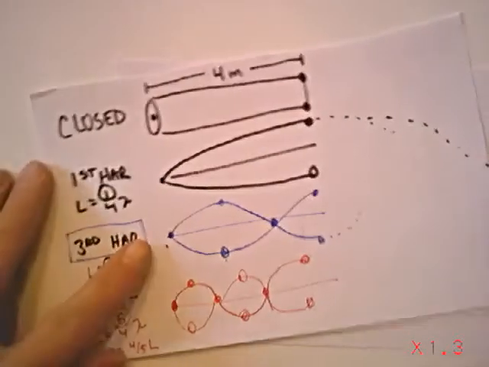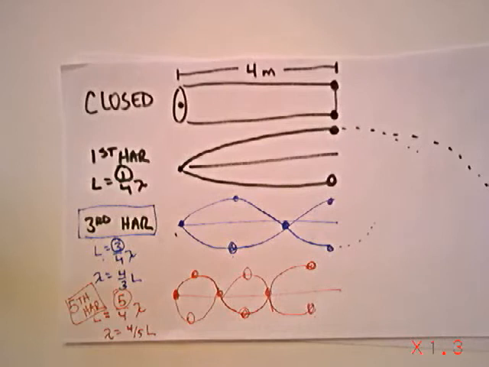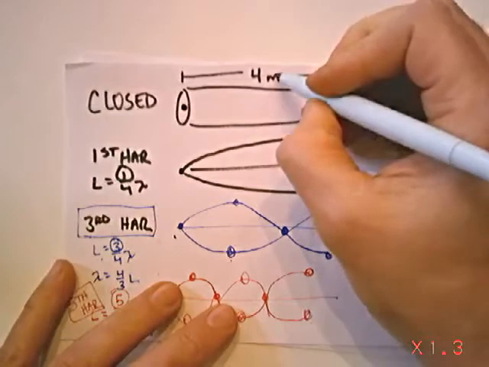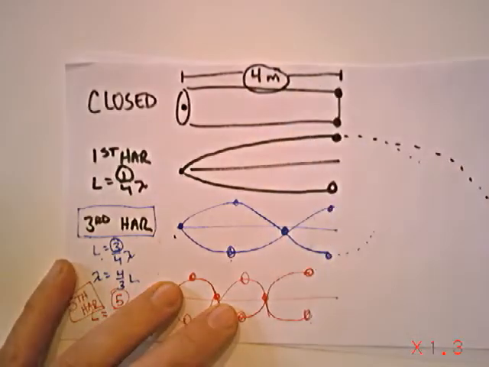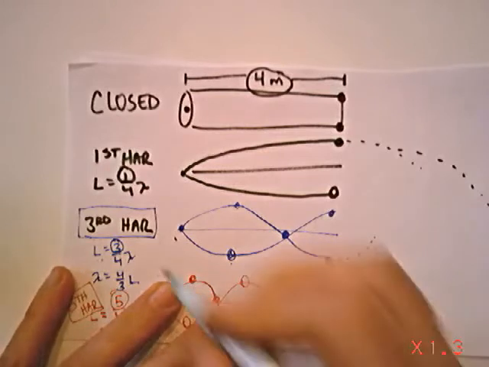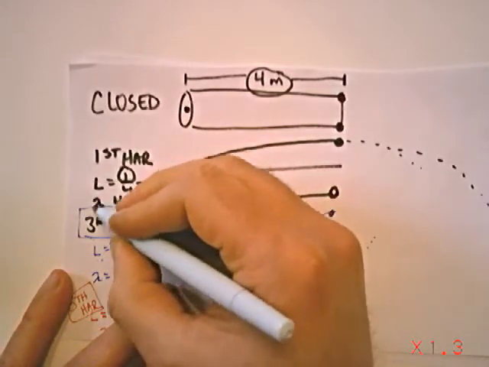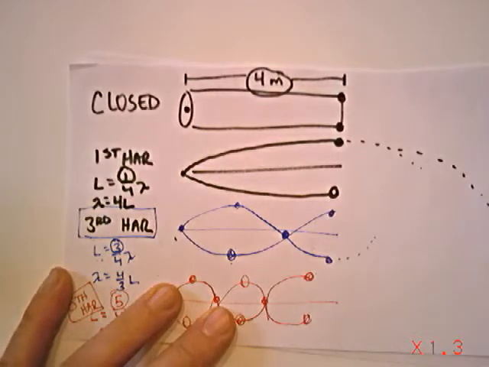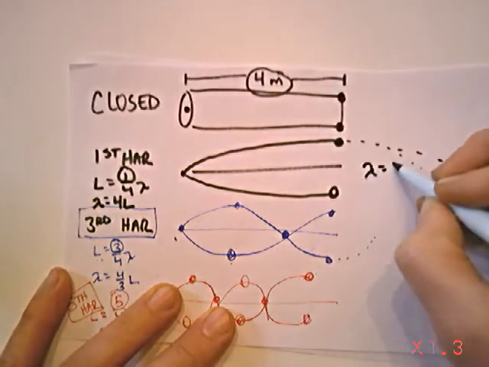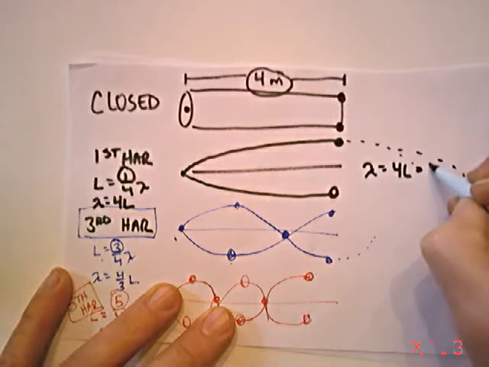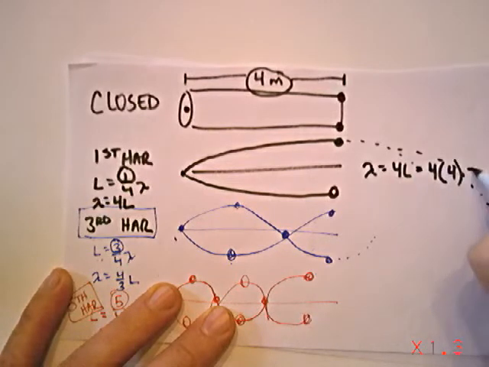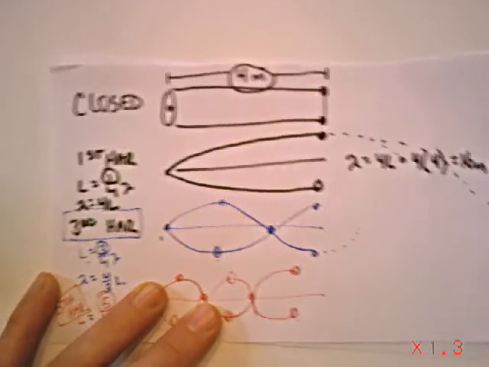So let's deal with the math now. What are the wavelengths and what are the frequencies created for the first three harmonics? So when dealing with that, we have to use the rearranged equations and the length of the pipe. In this example, I said the length was 4. We would get wavelength is equal to 4L. So if wavelength equals 4L, and L is 4, 4 times 4 is 16 meters. I told you it was a really long wave.